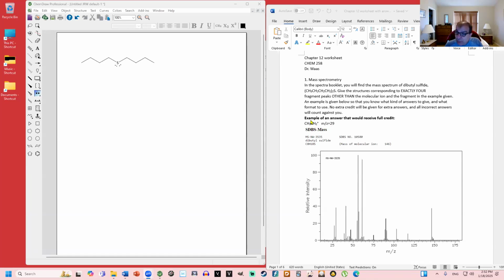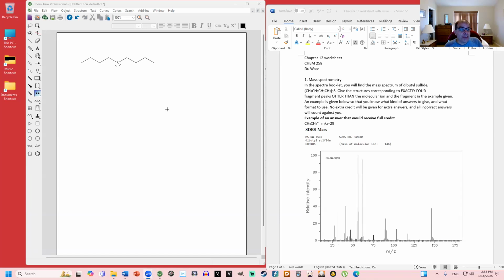So we can't use that fragment either, but we can certainly see that peak. Here it is right here at a mass to charge ratio of 29. So we need to come up with 4 other fragment peaks besides the peak at 29 and besides the peak at 146. That's the molecular ion. So can we identify 4 other peaks besides those 2? That's what the question is asking us to do.